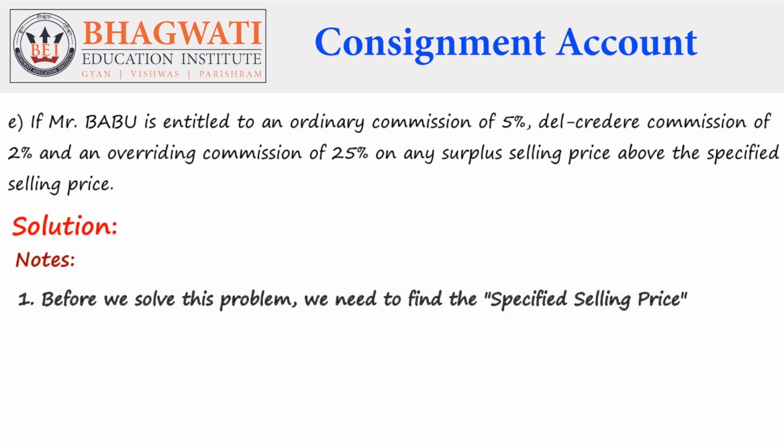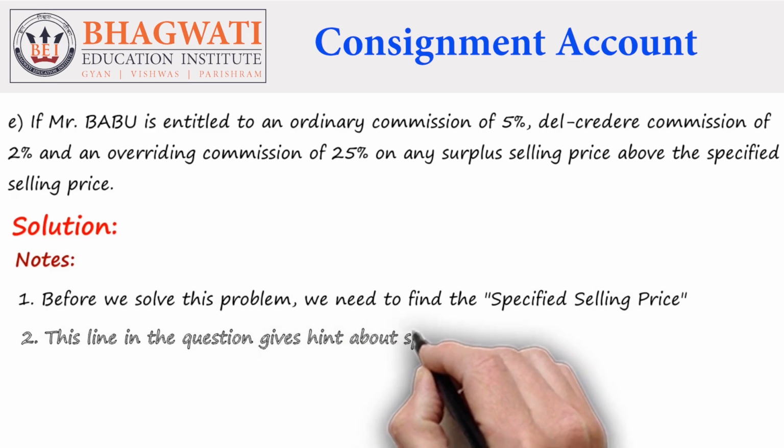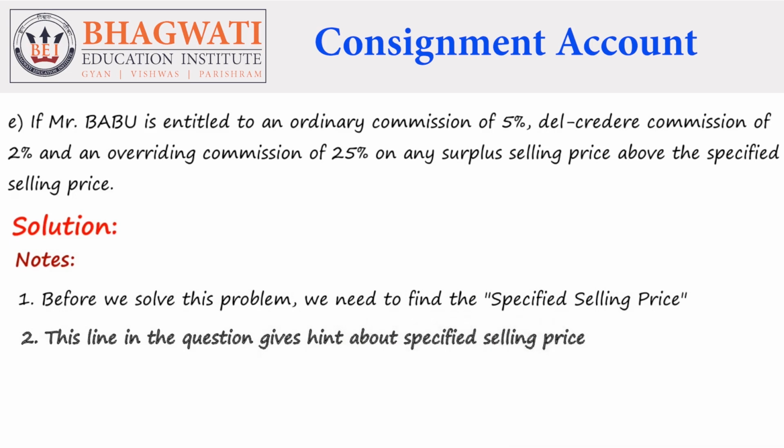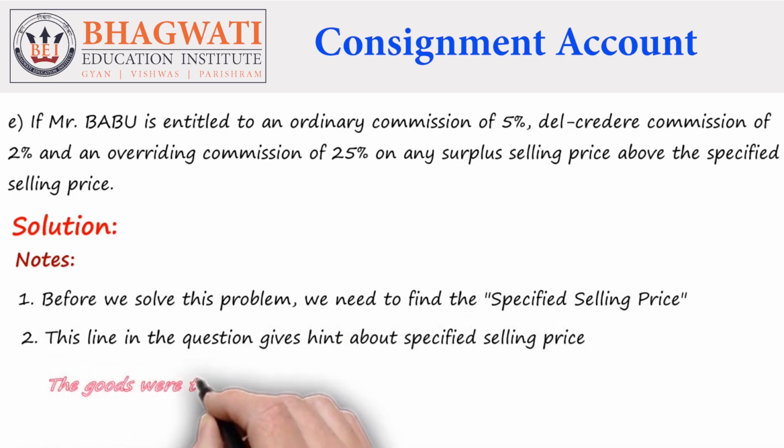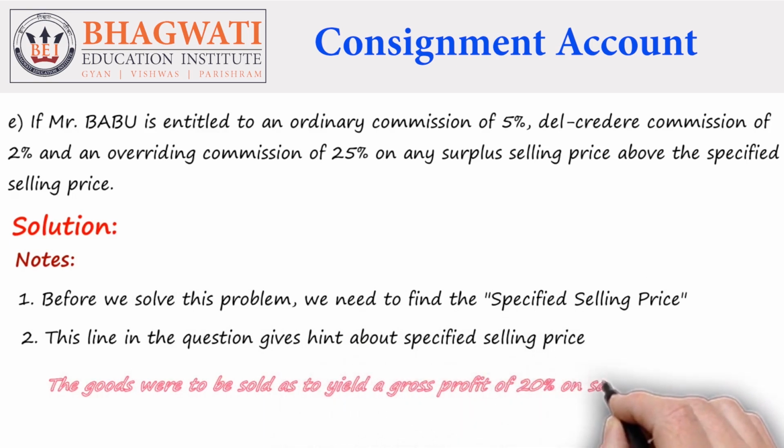Now, how we find specified selling price? If you remember that particular line given in that particular paragraph, second line, if you forgot, I'll write it for you right now. What was that line? The goods were to be sold as to yield a gross profit of 20% on sales. Now, what do you mean by 20% on sales? 20% on sales, it is nothing but 25% on cost.